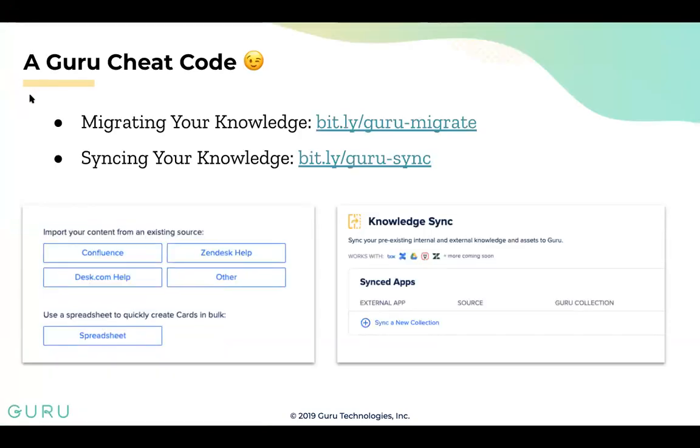So a Guru cheat code. If you want to add knowledge in bulk from existing sources or in general, here's a reminder of your Guru cheat code. It's really helpful for bringing knowledge into Guru in a bulk way that keeps all your good knowledge together. So this can be a migration so that you move information from a different knowledge base into Guru itself, or if you need to keep that knowledge base and yet want the information reflected in Guru.